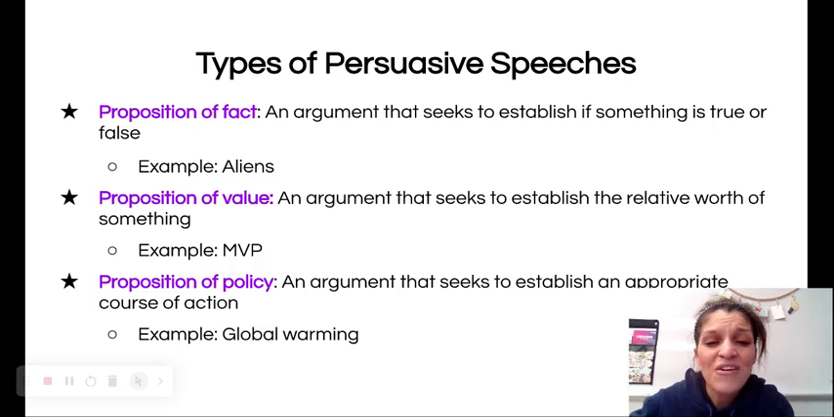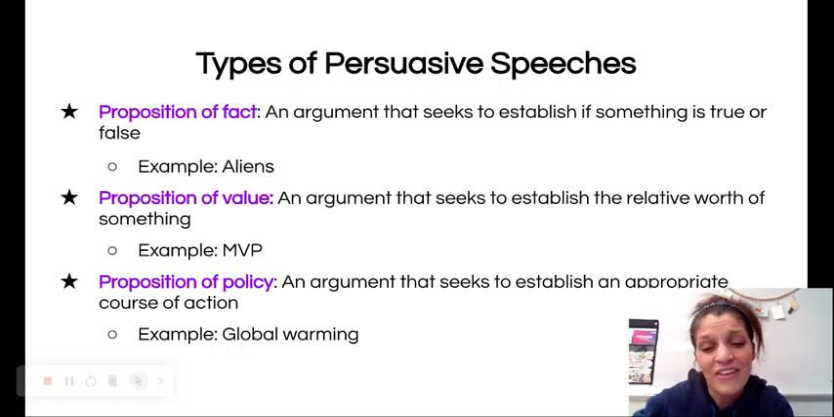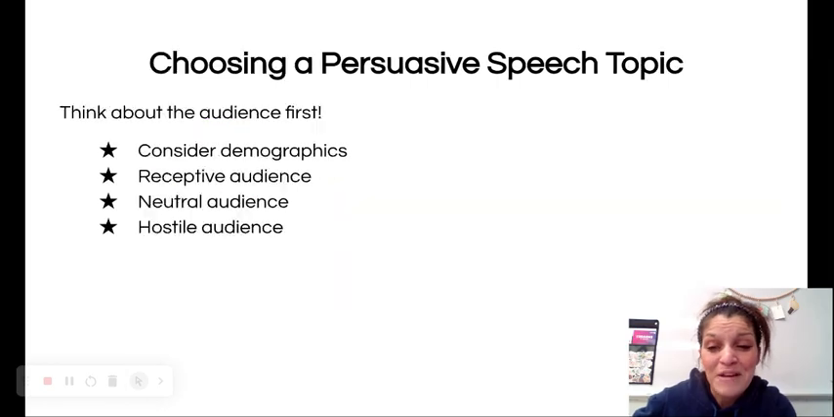Proposition of fact, that's an argument that seeks to establish if something is true or false. For example, all those conspiracy theories like, are aliens real? That would be an example of a proposition of fact. Value, on the other hand, this is what we debate with our friends and family when it comes to watching sports teams or thinking about our favorite person, our favorite flavor of ice cream. For example, voting for the MVP of the season in a sports team would be an example of proposition of value. And then finally, policy is going to be legal in nature. This is the big social issues. Again, I go back to global warming.